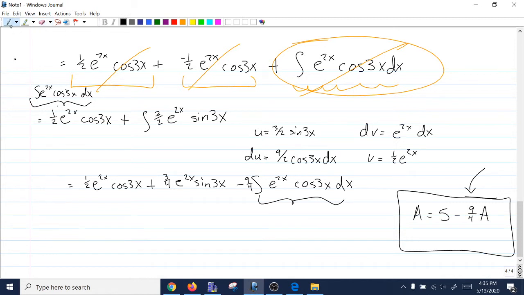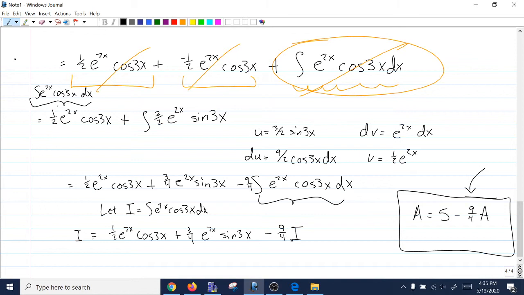The traditional thing is you name the integral I. We let I be the original integral. And we've just learned that I equals 1/2 e to the 2x cosine 3x plus 3/4 e to the 2x sine 3x minus 9/4 of the original integral. I want to add 9/4 I to both sides.